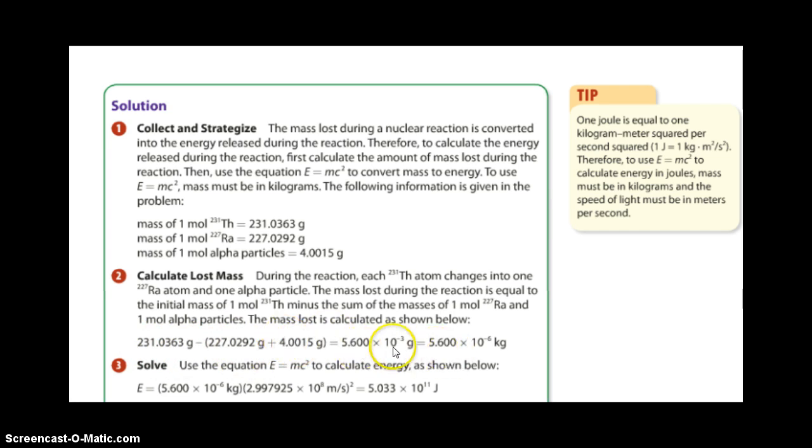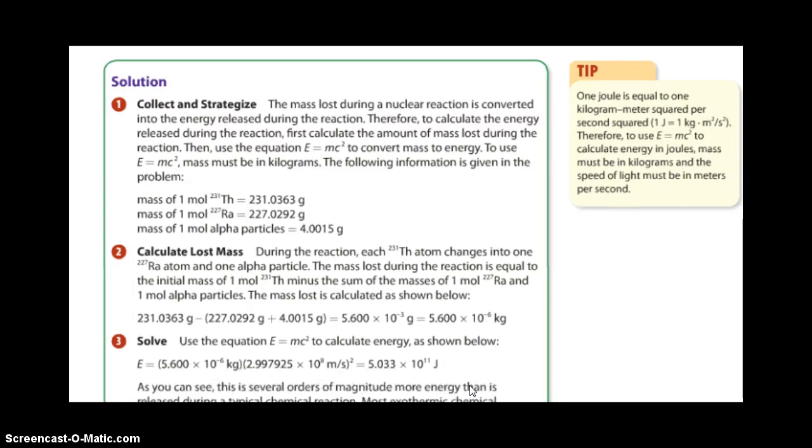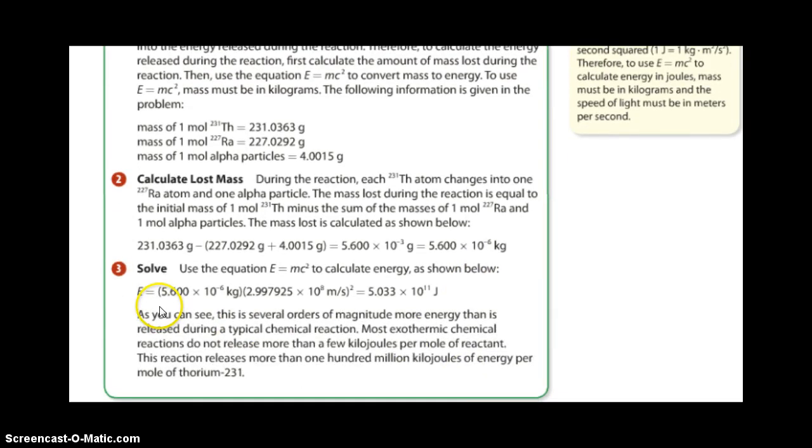And we have it as 5.600 times 10 to the negative 3rd grams. We need to change it into kilograms. You can either move the decimal 3 more places to the left or divide by 1,000. Use the equation E equals mc squared to calculate energy as shown below. So we have E equals our mass times the speed of light squared, which equals 5.00 times 10 to the 11th joules.